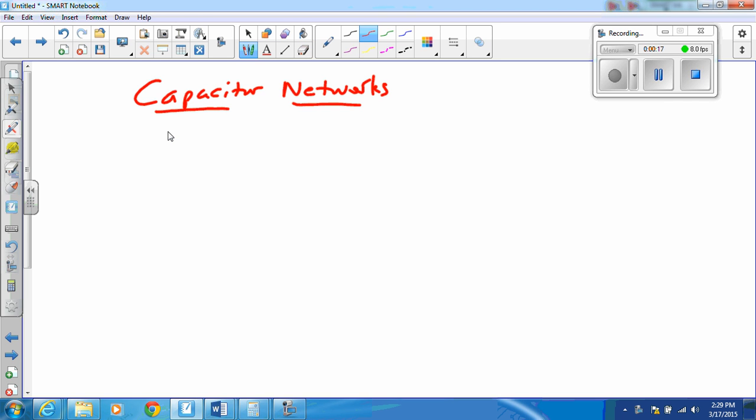Rather than draw it, I'll have you draw it. I'd like for each of you to draw two capacitors in parallel. I've given you a power supply to get you started.